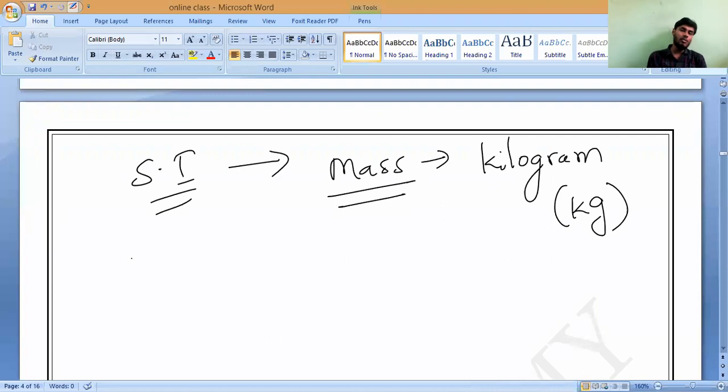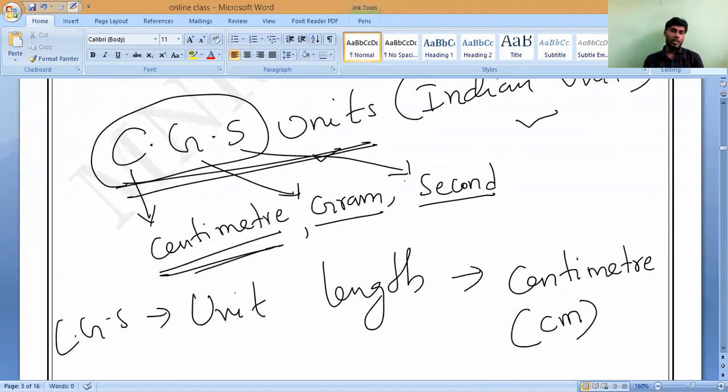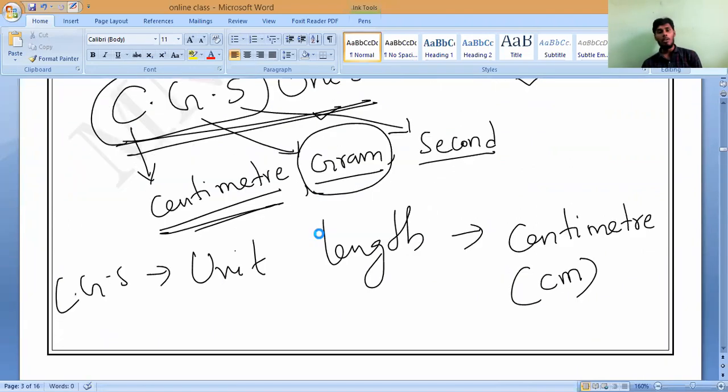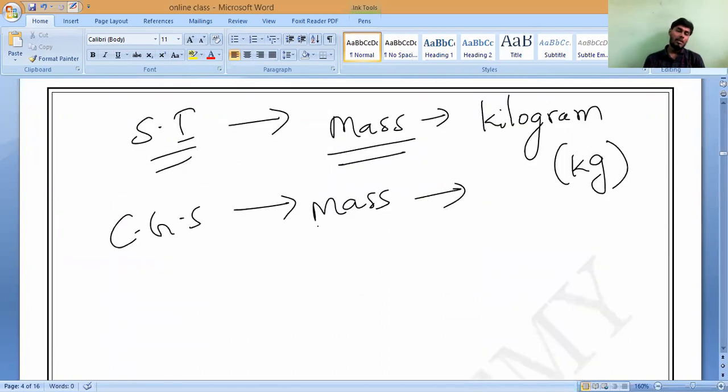In the same way, what is the CGS unit of mass? Here you can observe it. Gram. Mass, we can measure in grams, which we represent with a small g. Understand?